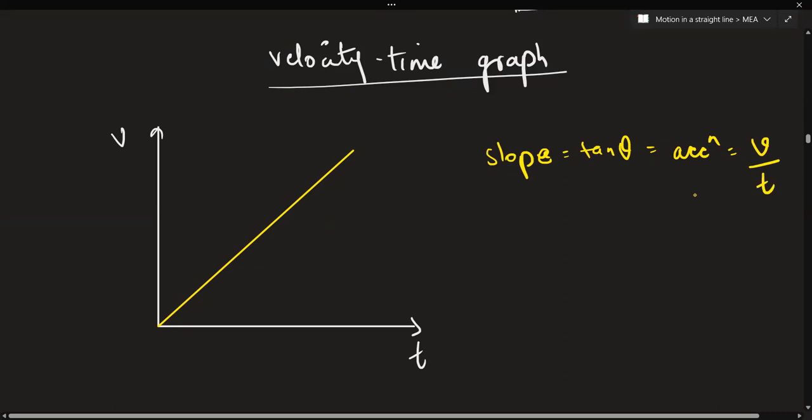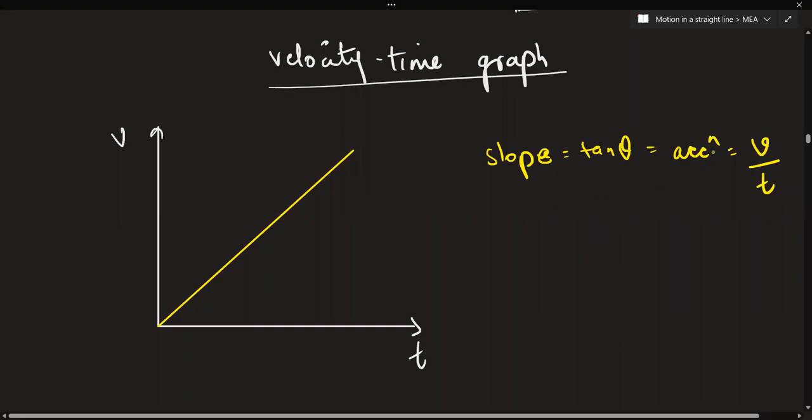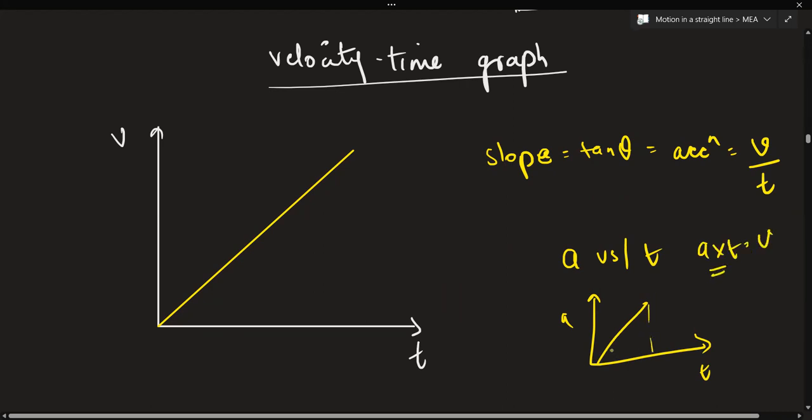See class, if you have a velocity versus time graph, velocity divided by time gives you acceleration, so this is given by the slope of the graph. Suppose let's imagine this is an acceleration versus time graph. How will we get the third quantity? Acceleration multiplied by time gives velocity. So whenever two things are getting multiplied, take out the area of it. And whenever two things are getting divided, take the slope of it.